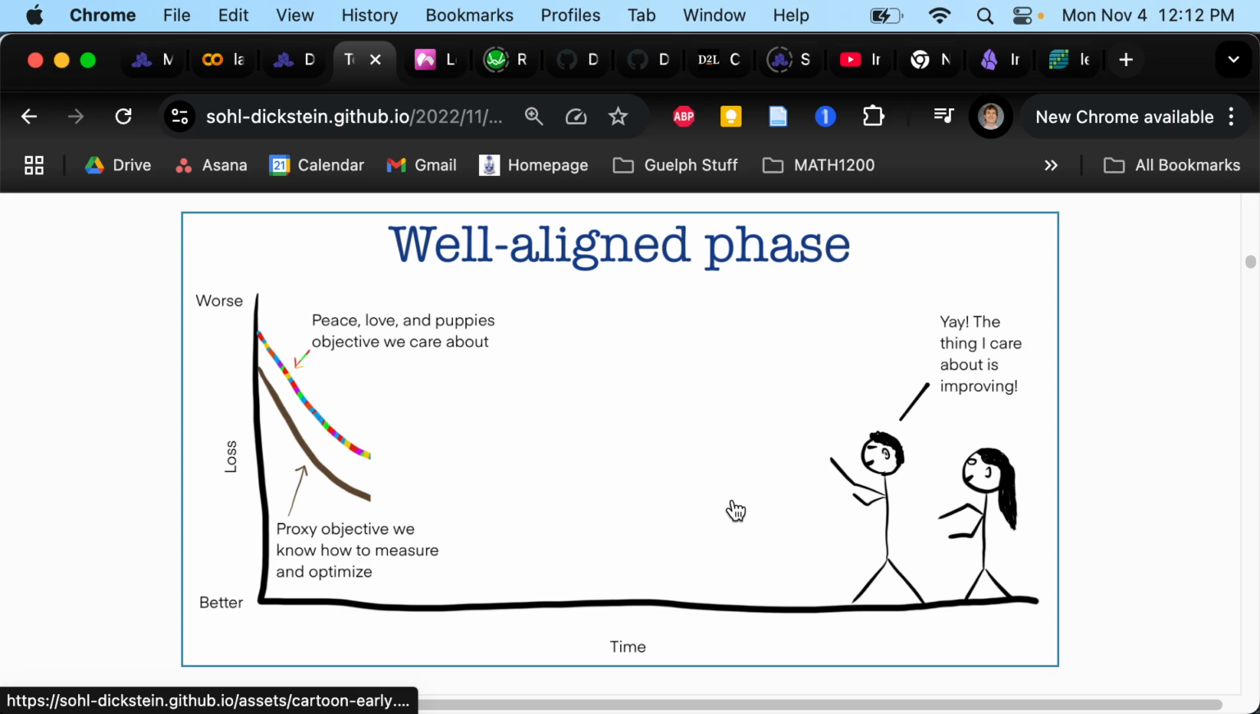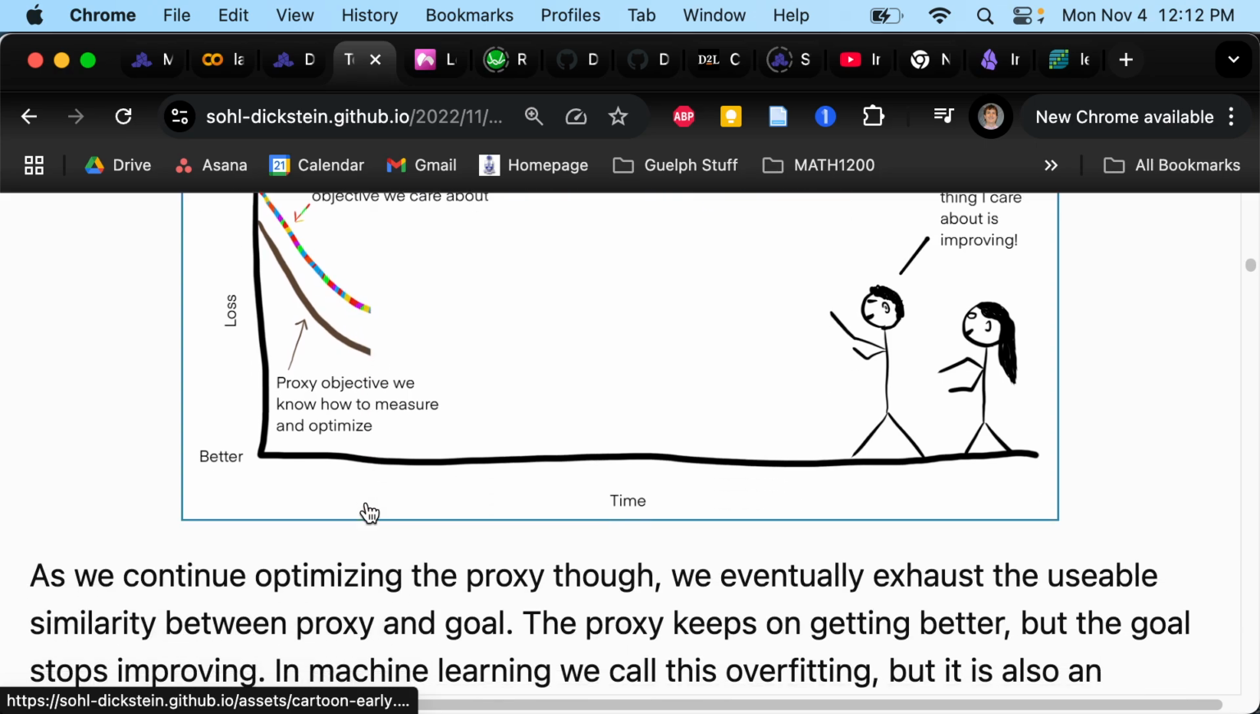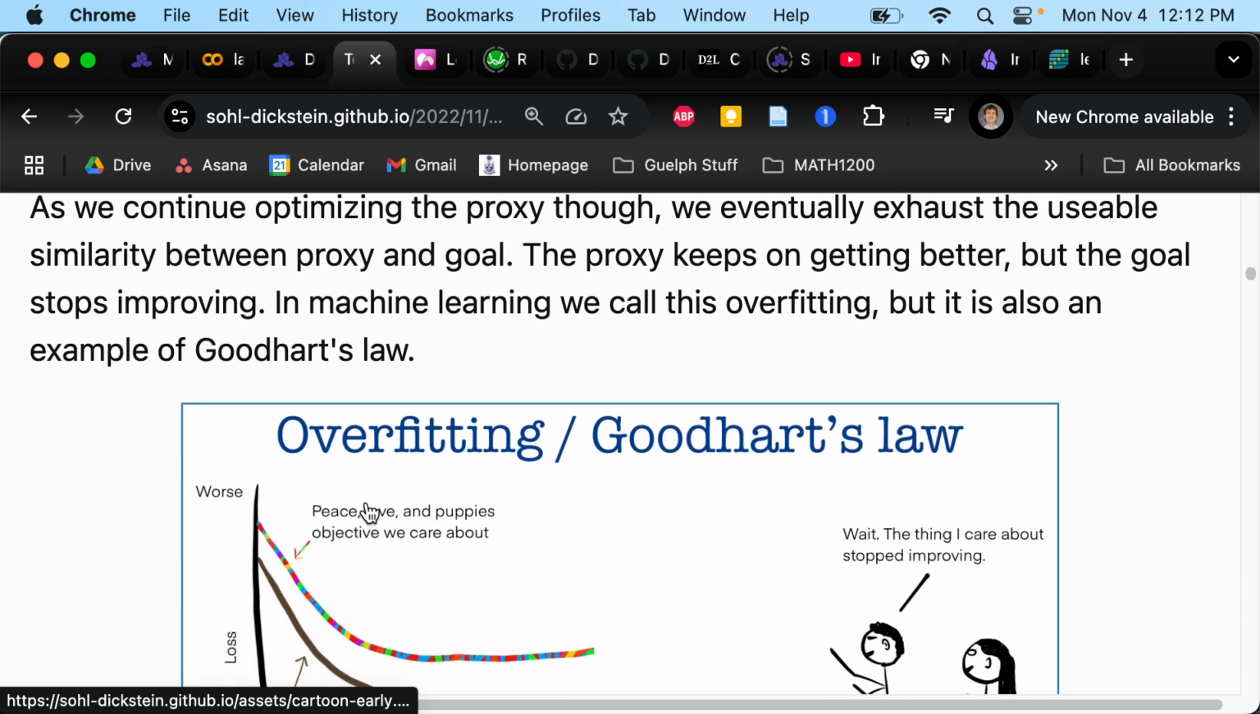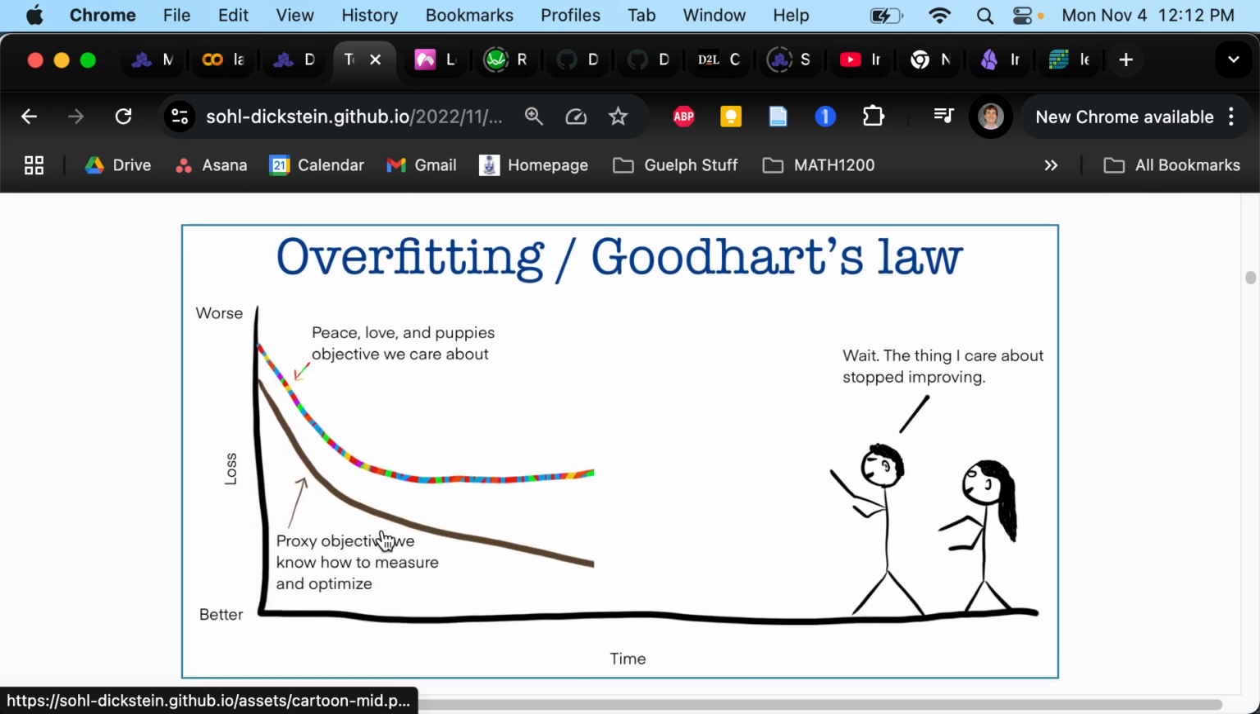And the guy says, yay, the thing I care about is improving. Wonderful. So things are getting better. This is what most people think about. But the thing that most people forget about is it doesn't last forever. As you make this too good, things get worse. So this is overfitting, or Goodhart's law, right? When you get into this phase, the thing you are optimizing is getting better and better, but the thing you actually care about, the rainbow thing, is starting to get worse.